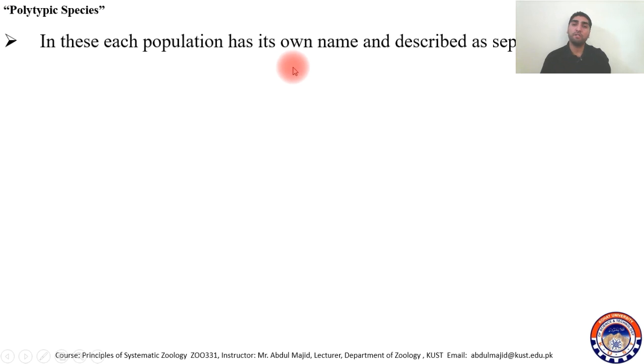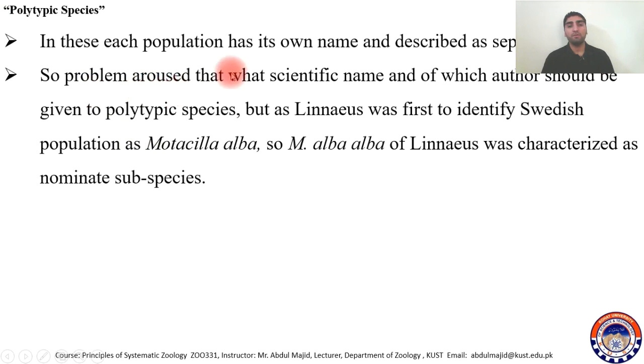In these, each population had its own name and was described as a separate species. As I told you, these 8 populations had their own names and were described as separate species. Then the problem arose: what scientific name, and of what author, should be given to the polytypic species? According to the law of priority, the first person who identified it was Linnaeus, who for the first time identified the Swedish population. So it was considered Motacilla alba of Linnaeus, characterized as the nominate subspecies, and the others were named after this one.